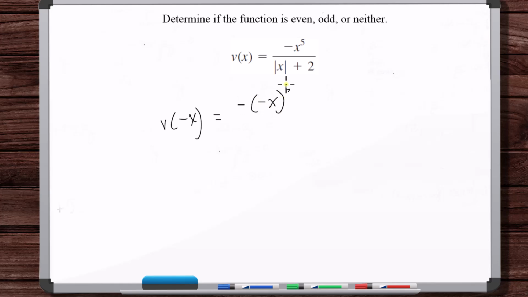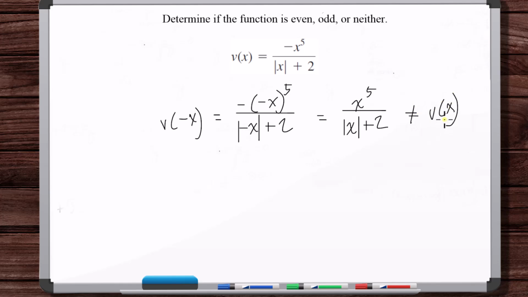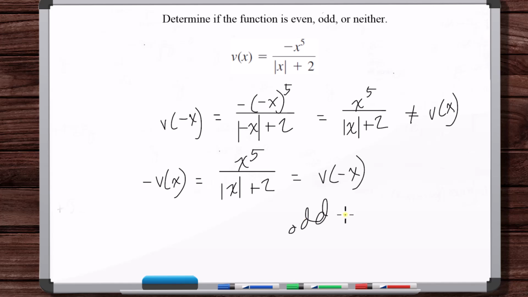Okay, so minus 1 to the 5th is minus 1, so you got x to the 5th. No, that is not equal to v of x. Okay, minus v of x is, and that is equal to v of minus x, so this is odd. See, this is v of minus x. Those two are equal. All right.